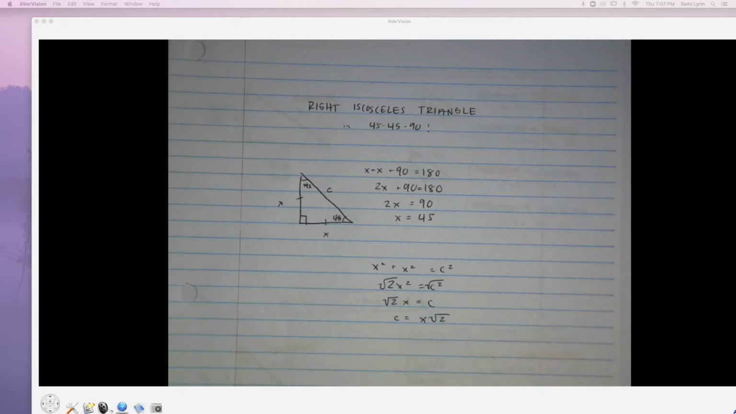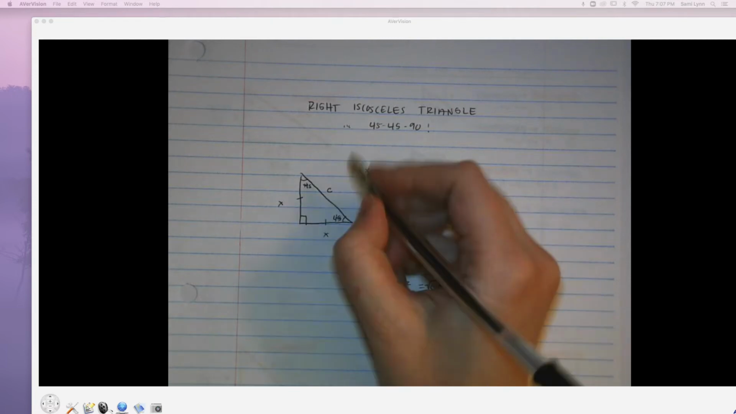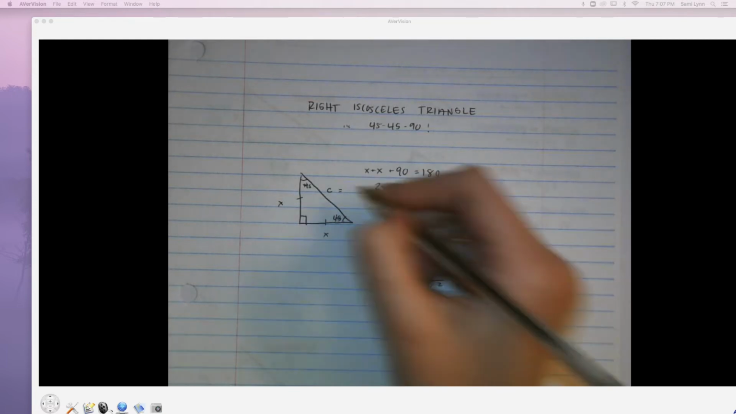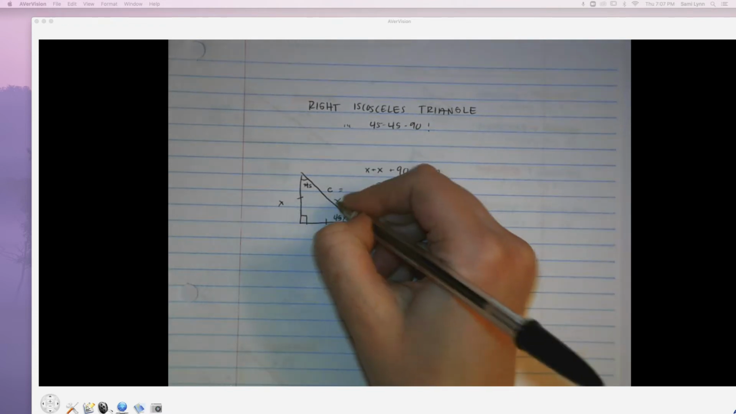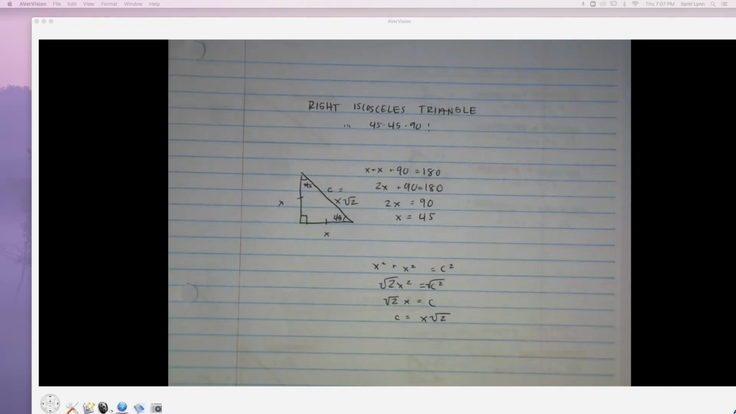And that might look kind of familiar to, let's see, Tuesday for some of you, or I guess Wednesday for both of you guys. So what we looked at on Wednesday. C equals X root 2. Now you're not going to have to do this. This is just how we would derive those relationships and those lengths.